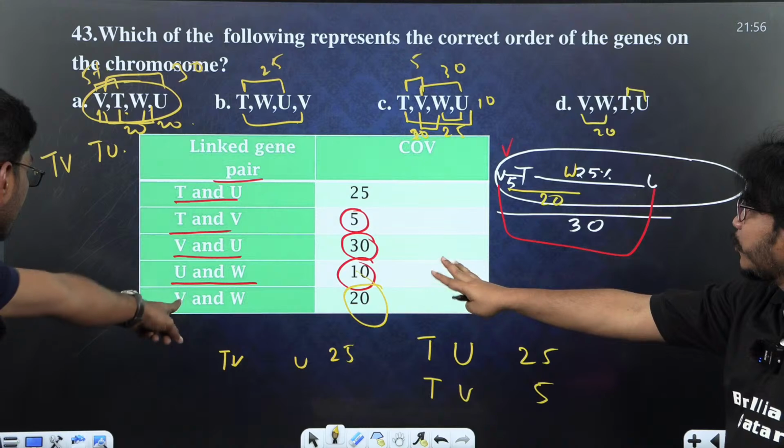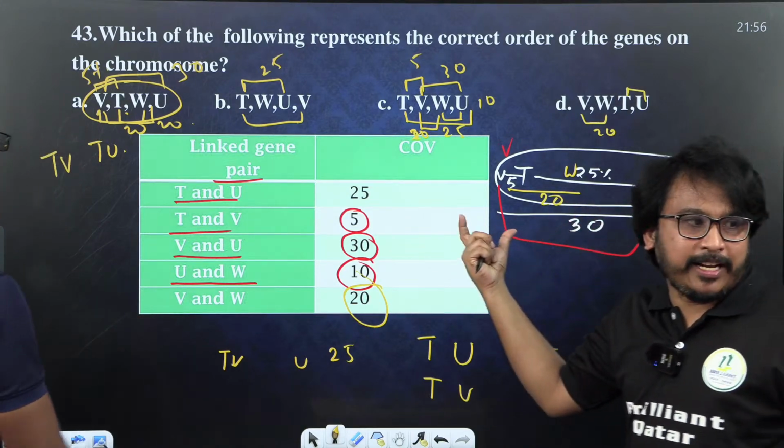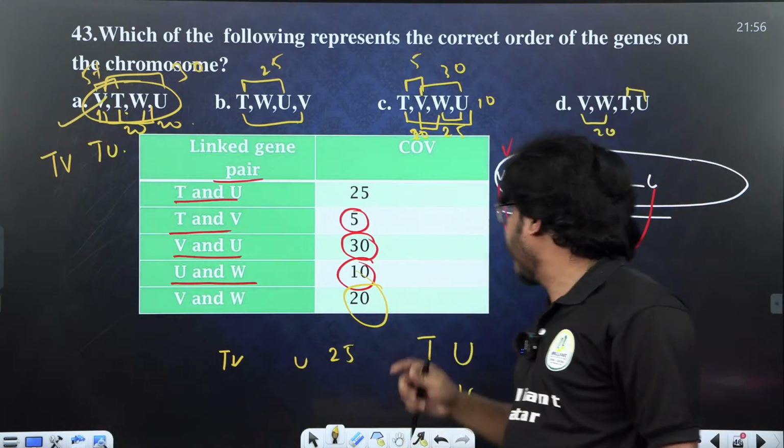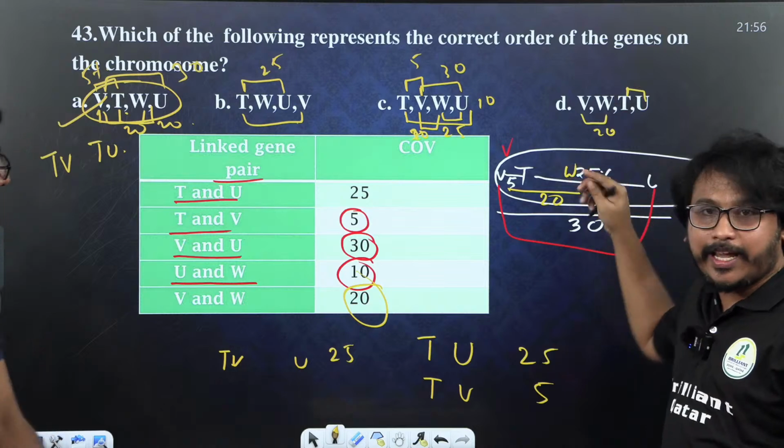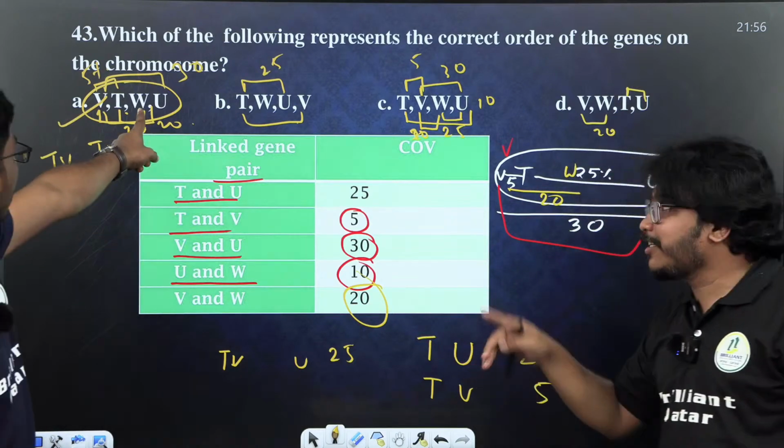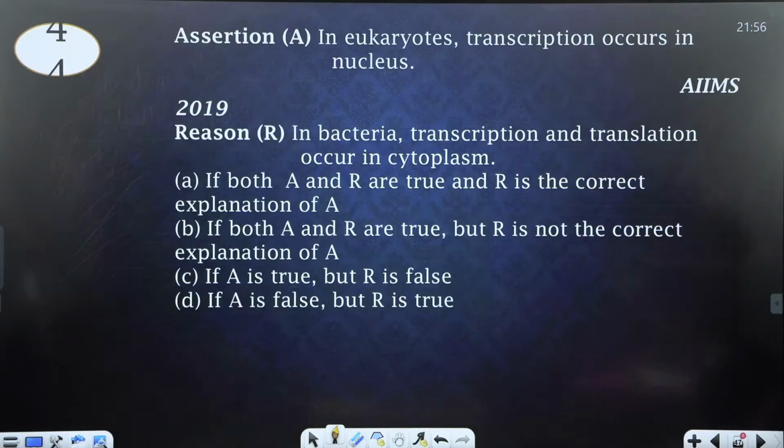TW is not given, sir. Only this is given. So with the available information, A is correct. Here you have to take the value in between. That's all. Hope you got it. So it is one only.